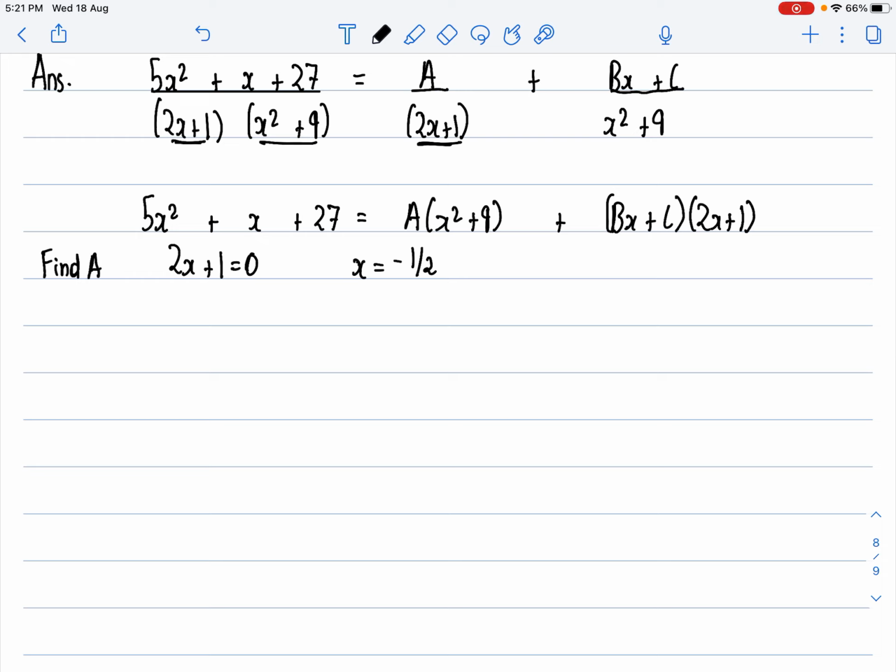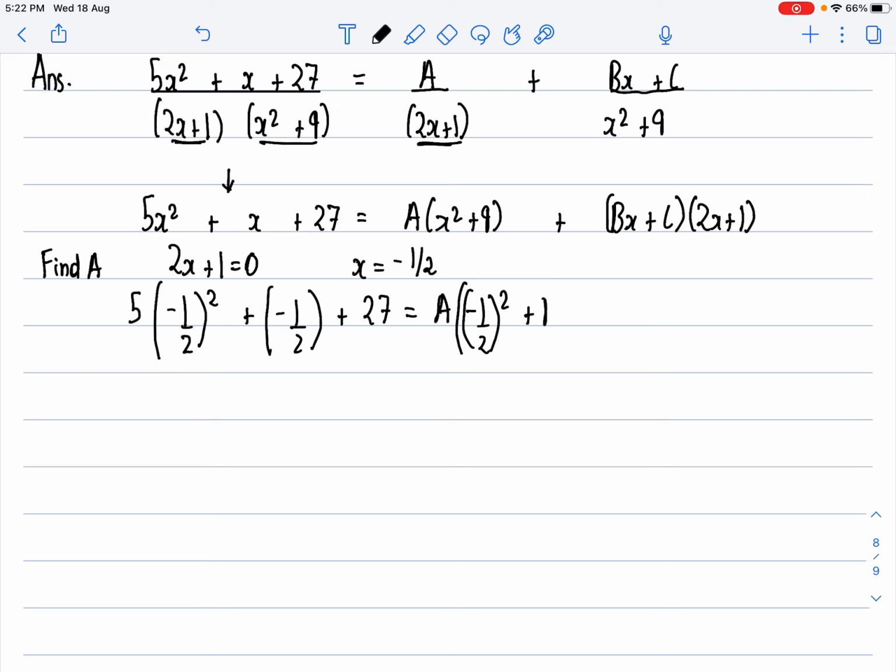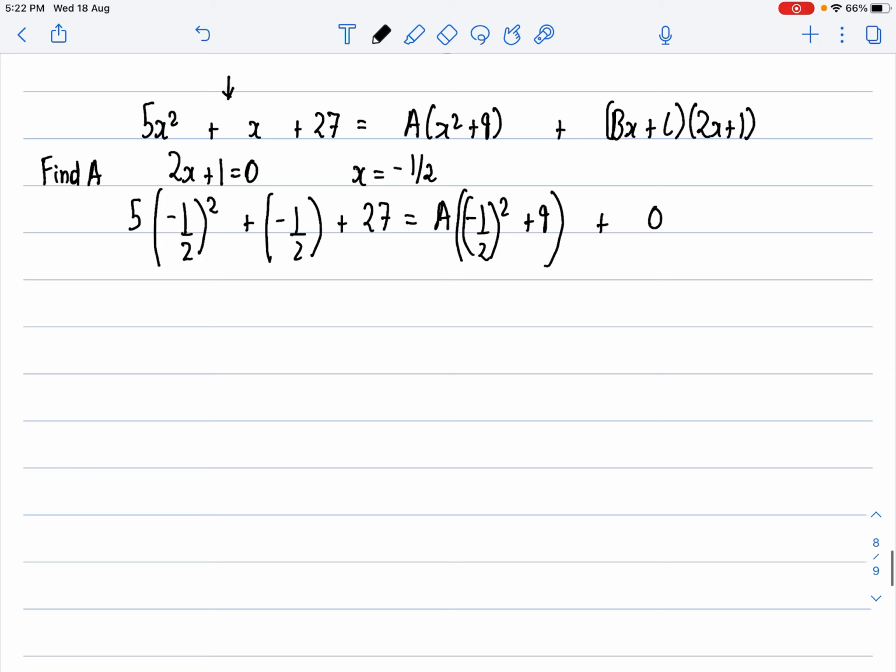Okay, this is what you basically need to know. So now you basically substitute minus half in the place of x here. So now I can write this as 5 into minus half the whole square plus minus half plus 27, which is equal to a into minus half the whole square plus 9 plus 0. Here obviously I'll get 0.